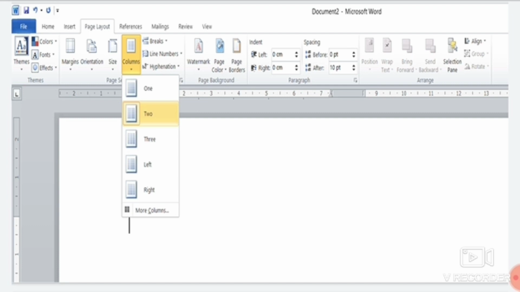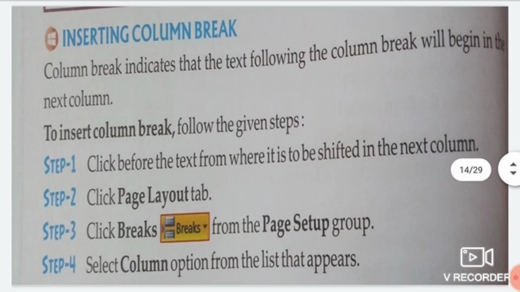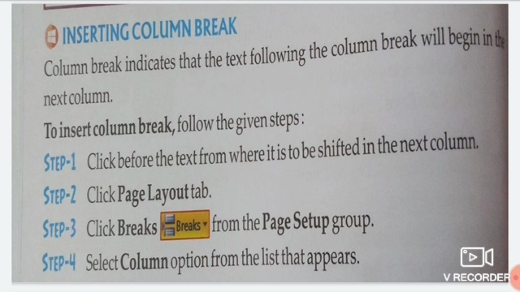As you choose the 2 columns, your window will divide into 2 columns. You can see here also the margins, and you can write the text in it.